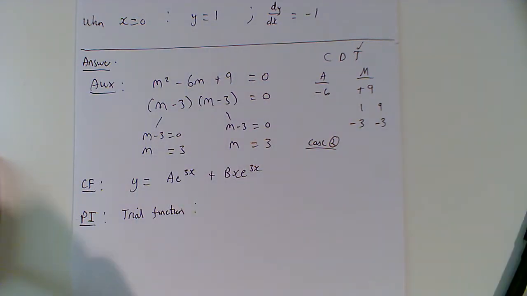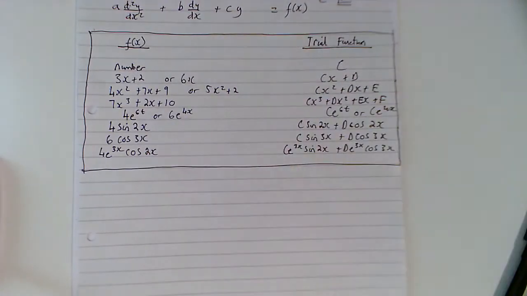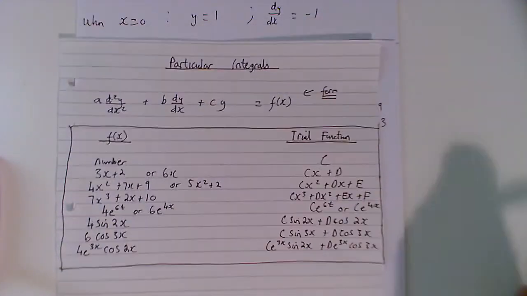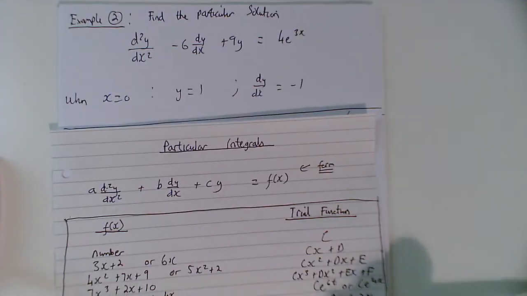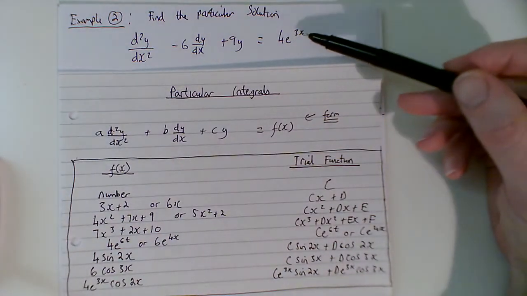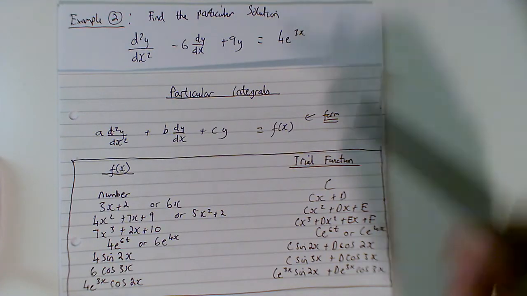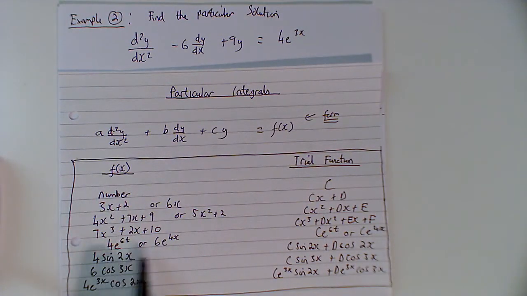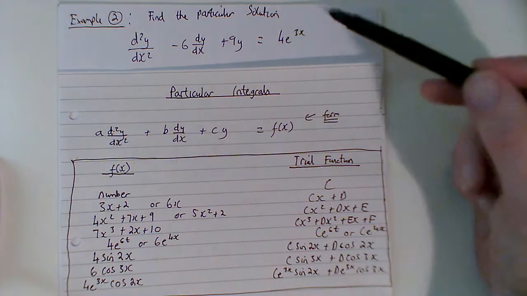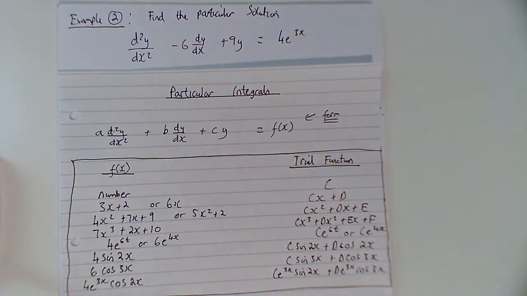Okay, so as usual we go to our little table, and this is our table here. So as usual, you look at the right hand side of your differential equation, and the right hand side is 4e to the power of 3x, which means it's an exponential. So I go down and I see that this here is an exponential, and this is what I have to use. Remember, the number stays the same in front of the t or the x. So I'm going to be using ce to the power of 3x.